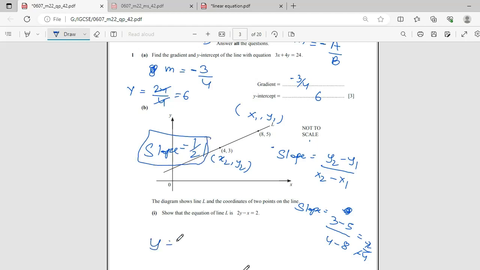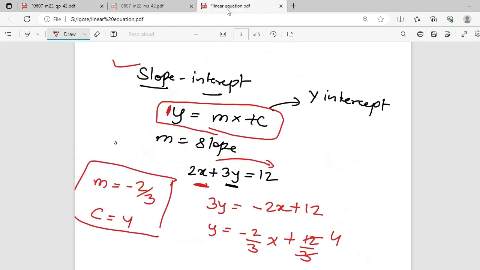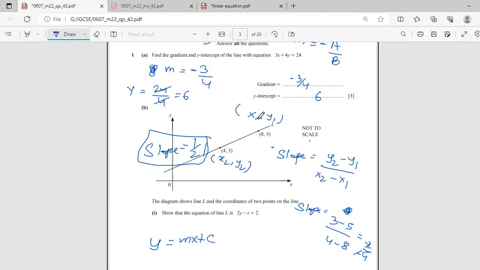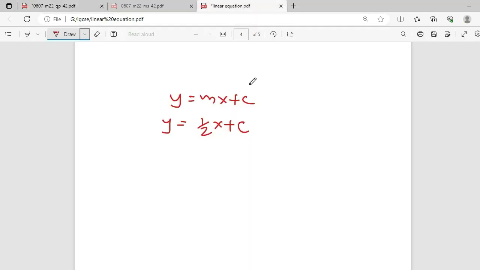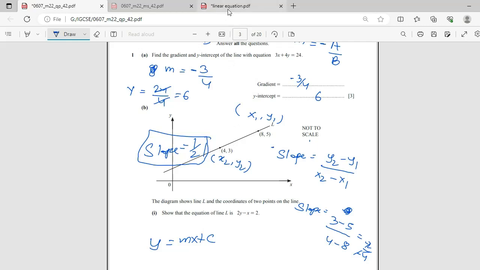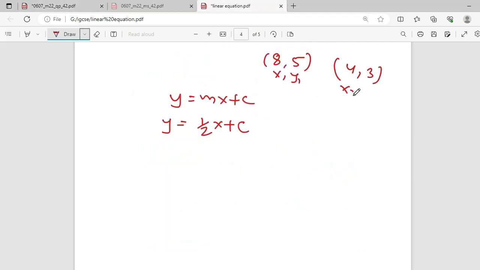Now we know the slope intercept form, y is equal to mx plus c. I'm going to use this one. We got the slope, so y is equal to half x plus c. Now if you see, there are 2 points given here: 8 comma 5, which is our x1 comma y1, and the other point, which is x2 comma y2, which is 4 comma 3. We already calculated the slope.